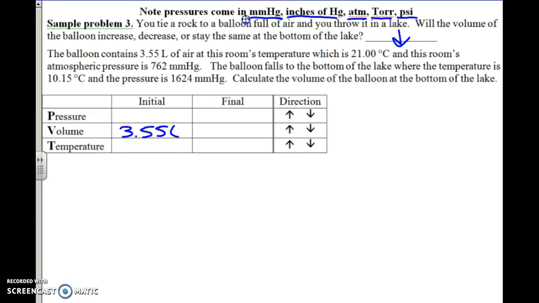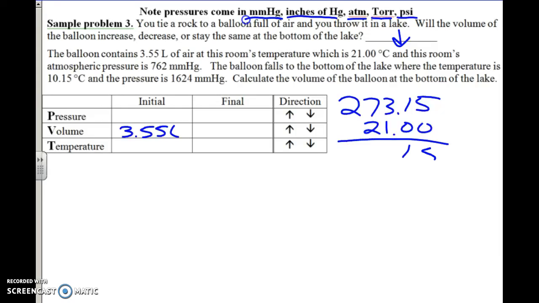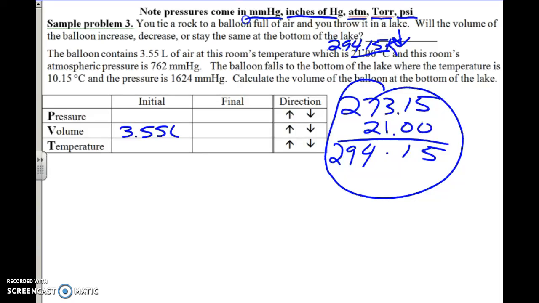It says at room temperature, which is 21 degrees Celsius. So again, I take 273.15 plus this 21.00. And I cross out the Celsius temperature and I write that in above it, 294.15 Kelvin. You don't have to show this work anywhere. It's fine for you to do that on a calculator.